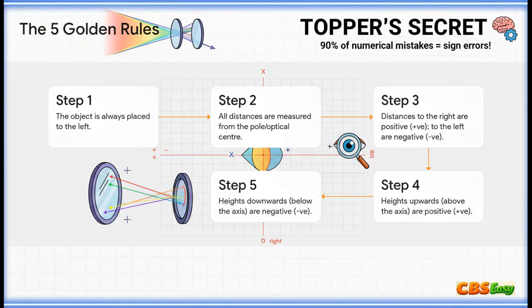That's it. Here are the 5 golden rules. You need to burn these into your memory. The object is always on the left. All distances are measured from the center. Right is positive, left is negative. Up is positive, down is negative. And listen, here's a little secret. 90% of the mistakes students make in these problems are because they messed up a sign. Get these rules right, and you're already ahead of the game.